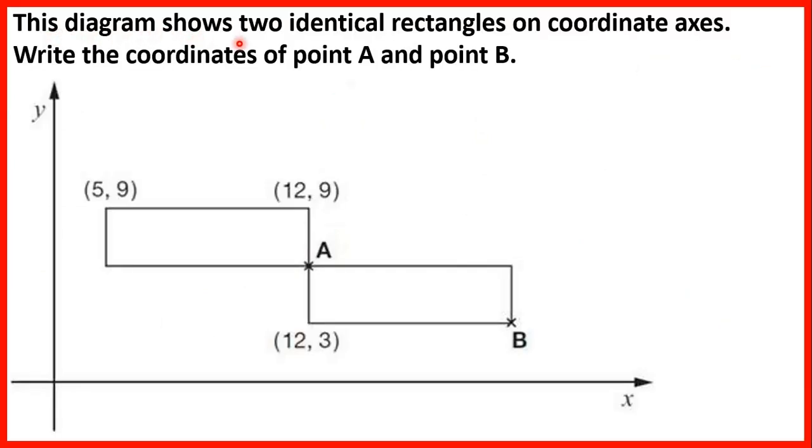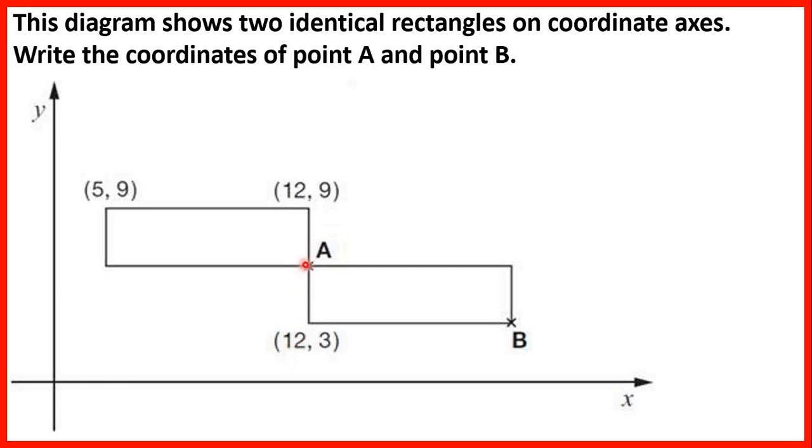This diagram shows 2 identical rectangles on a coordinate axis. Write the coordinates of point A and point B. So here we're told that the rectangles are identical, and that's important because it means that we know that these 2 rectangles are the same size. So we want the coordinates of point A.